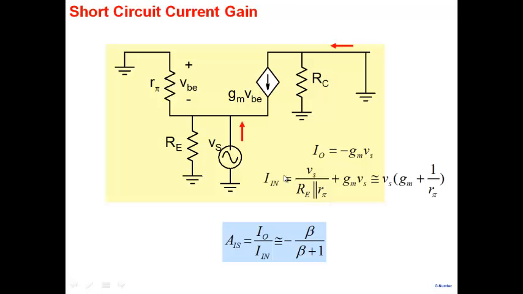Short circuit current gain, you can calculate again the current going here and the current going here. I'll leave the calculations. These are simple here. Short circuit current gain is very close to 1, which we can understand. Current going here is emitter current and the current here is collector current, and the ratio of collector and emitter currents is practically equal to 1.